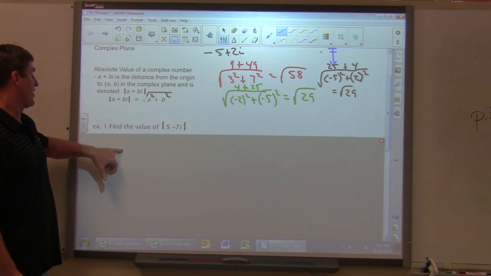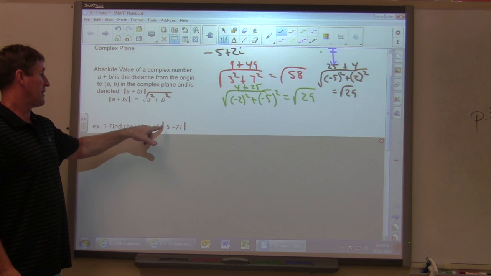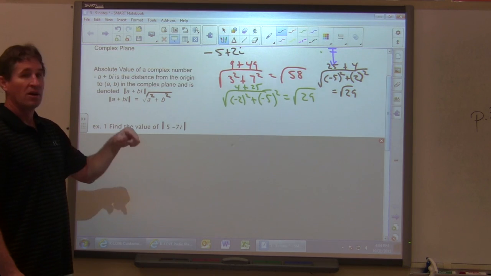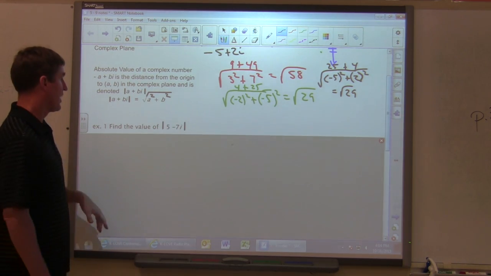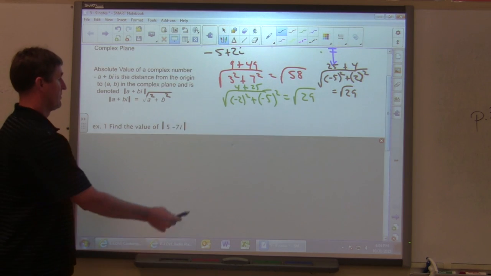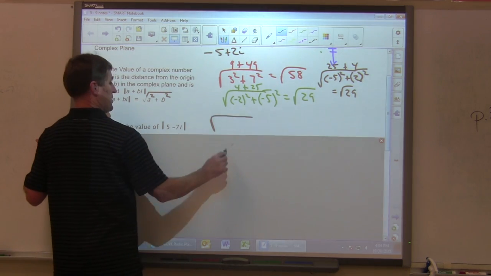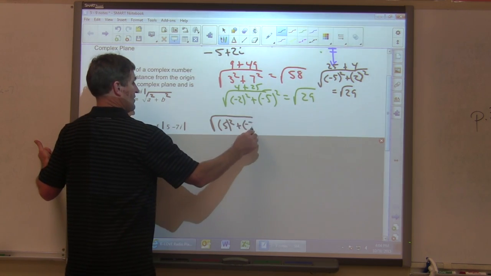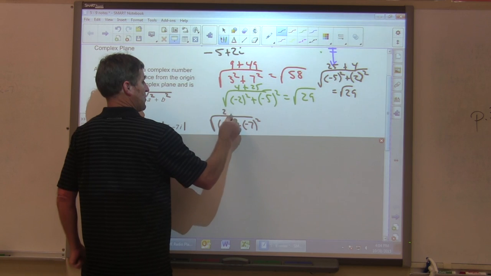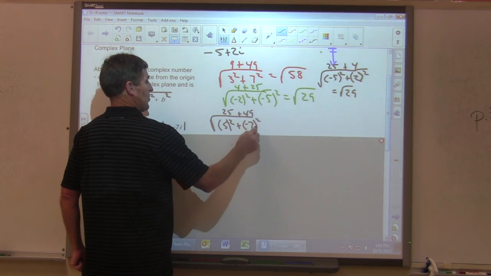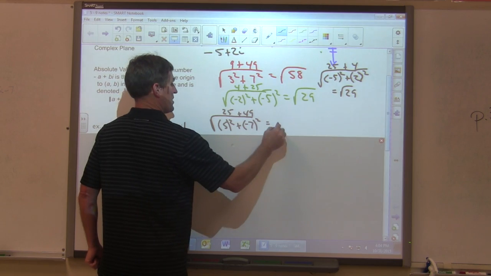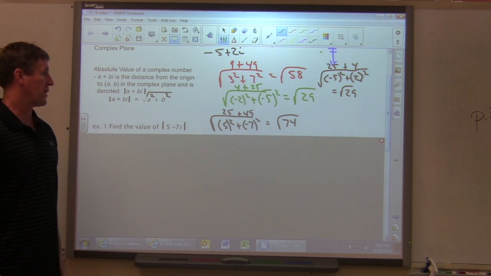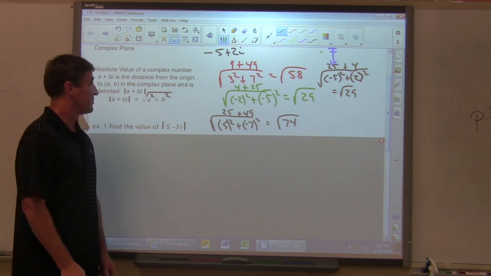The example that I'd like you to try now is the absolute value of 5 minus 7i. So go ahead and try that. We can pause it here, but I'll show you how it's done if you don't get it. This would just become the square root of 5 squared plus negative 7 squared. And so we get 25 plus 49, which is the square root of 74. Again, no perfect squares, so we would be finished at that point.